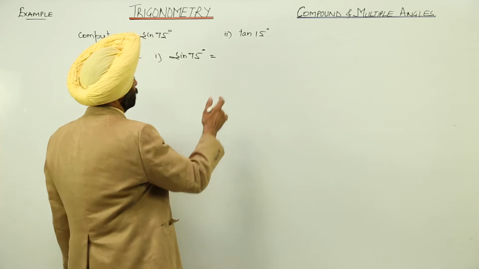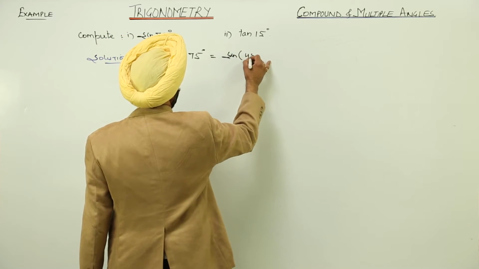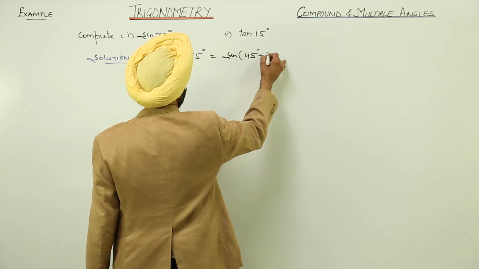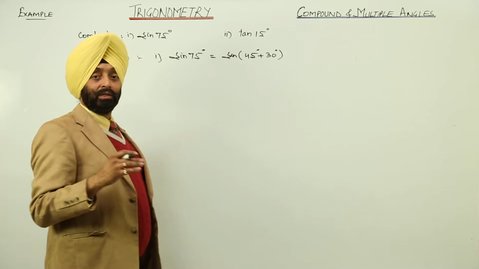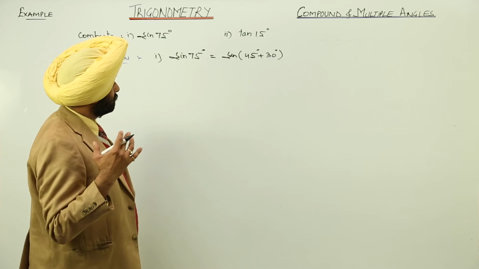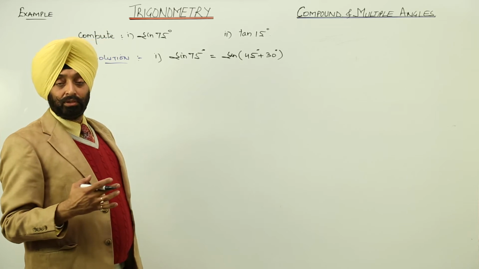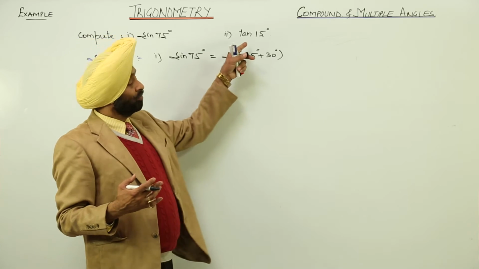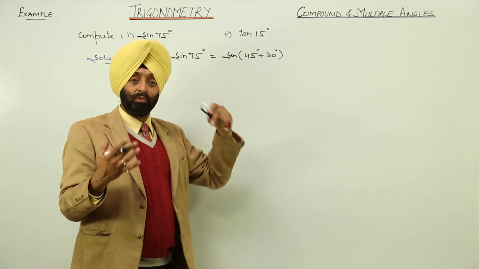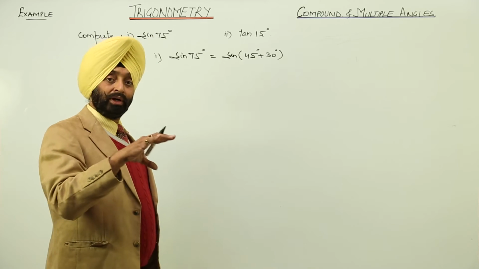Now sine 75 we can write it as sine 45 degree plus 30 degree. Even we can take sine 60 plus 15, but again we should be knowing at least the value of 15 first. Okay. So we are using the values which we are already aware of.